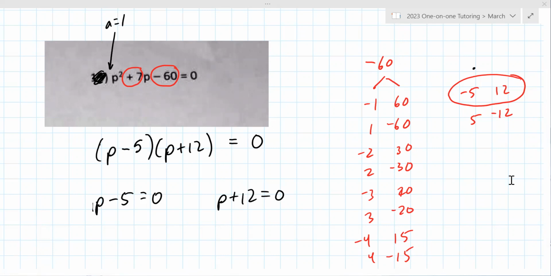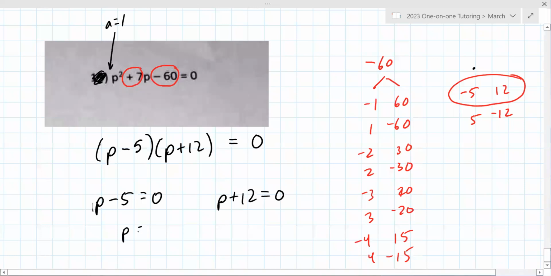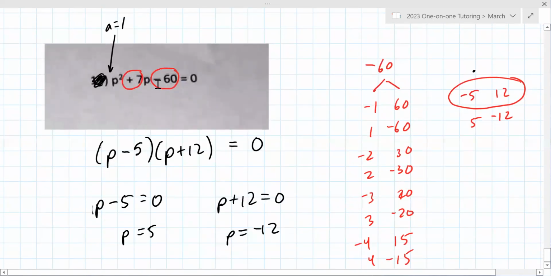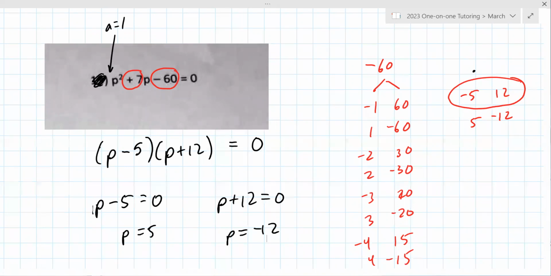I got P equals 5 and P equals negative 12. Very good. Okay, so this type of problem, this a equals 1, it's the fourth type of factoring. You look at that last number, you got to build a list, and you really hope that one pair adds up to that middle one, and only one should work like that. So we'll do another one here. Number 12 is very much like that one, so we'll do 12 next.